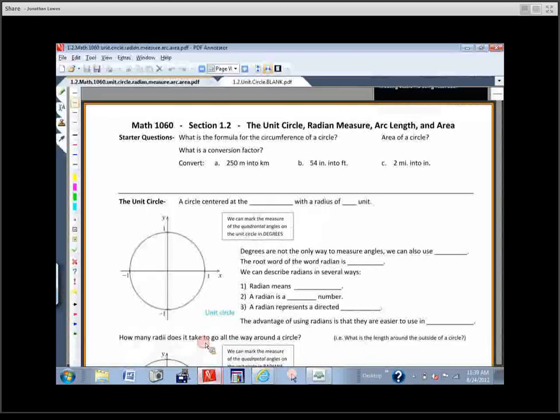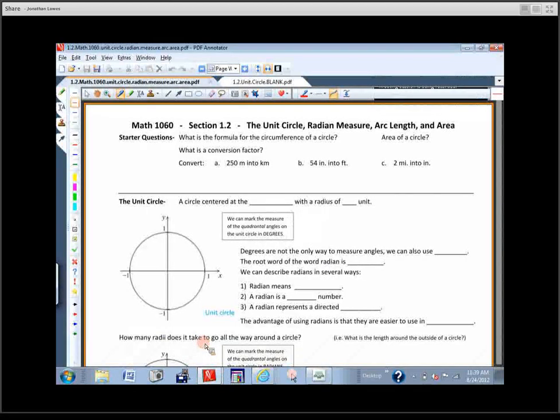1.2 today, and it's on something called the unit circle, radian measure, arc length, and area. Okay, so we're going to cover basically 4 different areas. Some of this is going to be new material for a few of you. If you've had a trig class or a pre-calculus class, you may have seen this before, but all of this is going to be a good reminder.